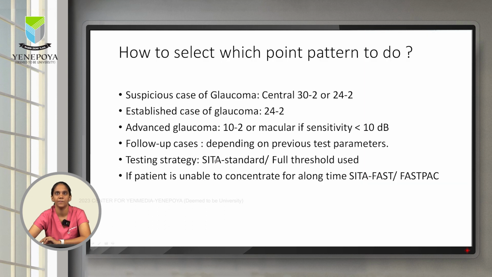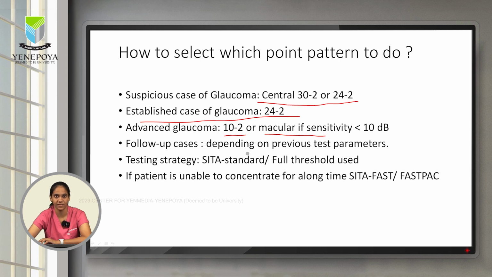So how to select which point pattern to do? This is very important for you clinically. You should know this in order to get better results. In a suspicious case of glaucoma, you know how we diagnose people as glaucoma suspects, where there are disc changes, IOP is high, all of that. You immediately take a perimetry. At that time, you do a central 30-2 or a 24-2. In an established case of glaucoma, you do a 24-2. In advanced glaucoma, you do a 10-2 or a macular point pattern.